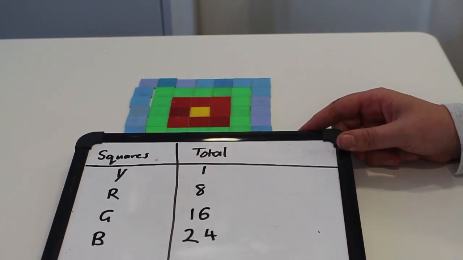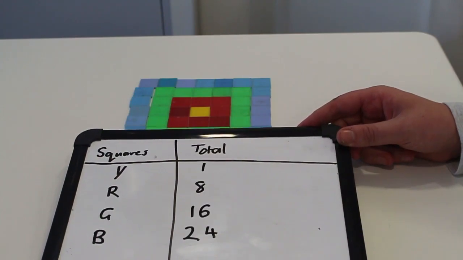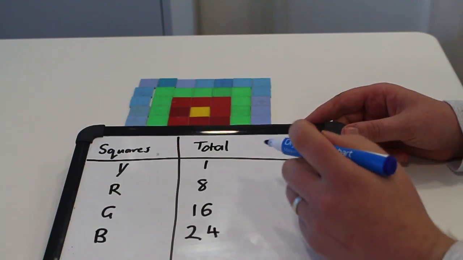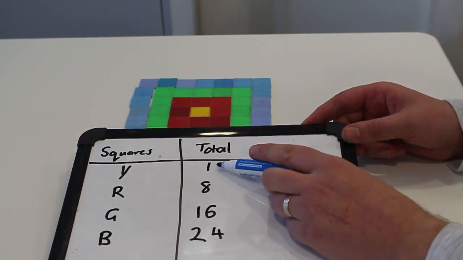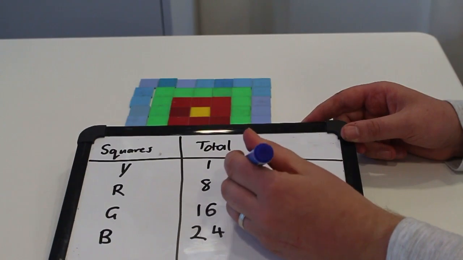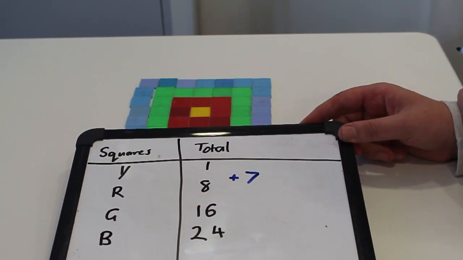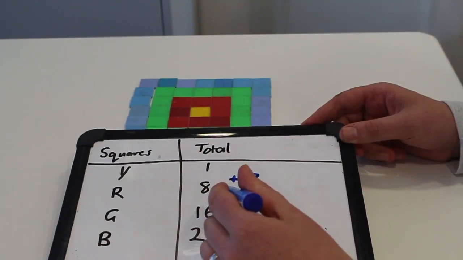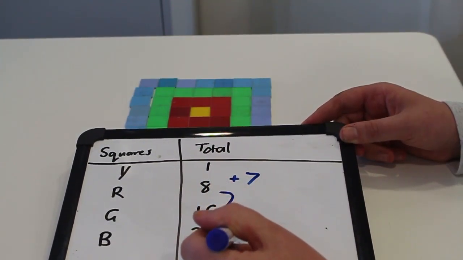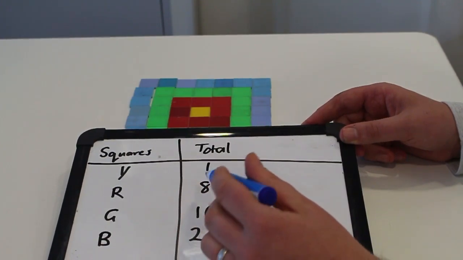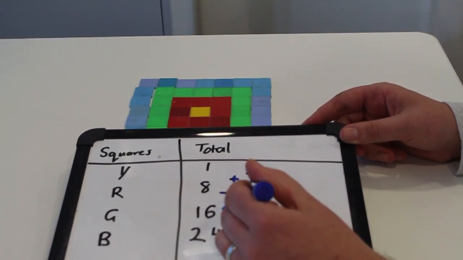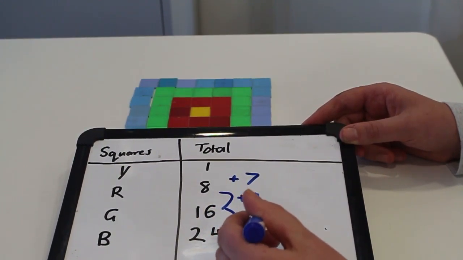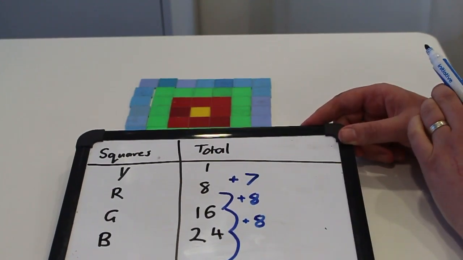By putting our information in a table like this, we can start to see that perhaps there's a little bit of a pattern going on. Because here, if we have a think about it, 8 is 7 more than 1. So we've got a change here of an extra 7. But then what you'll start to notice is that our next two changes, from 8 to 16, well then that's a change of plus 8. And then from 16 to 24, again, that's a change of 8.